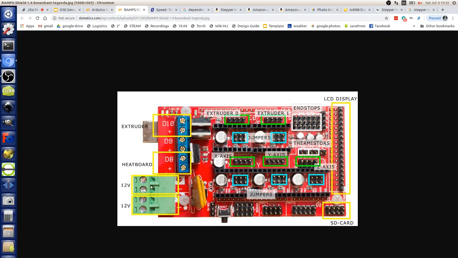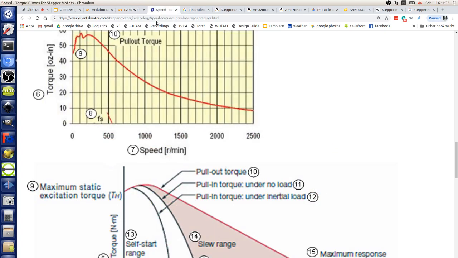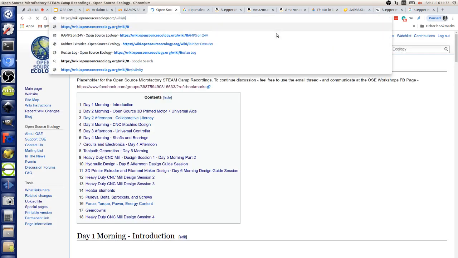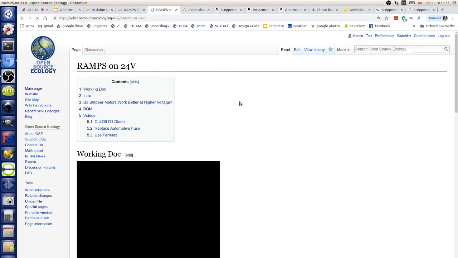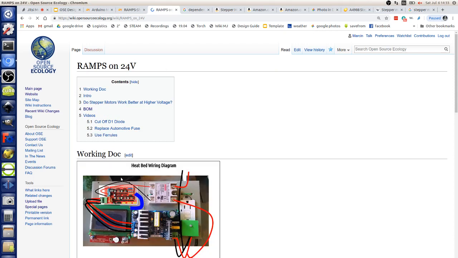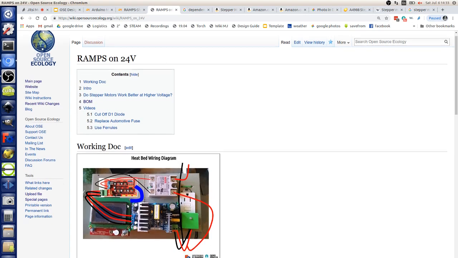There's power. In our current system, we're plugging 12 volts into the upper connector, and we're changing this 12 volts at the bottom to 24 by removing that diode right there. So we're hacking our system to run ramps on 24 volts DC, and you can see that on the wiki. Ramps on 24 volts is the wiki page where we show exactly what the modifications are in order to run that. It's a simple diagram of how we're wiring up the ramps, plugging in both 12 and 24 into the ramps.